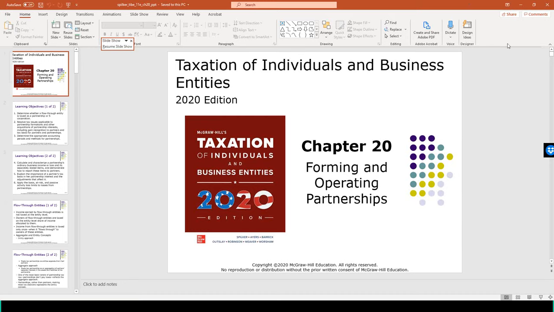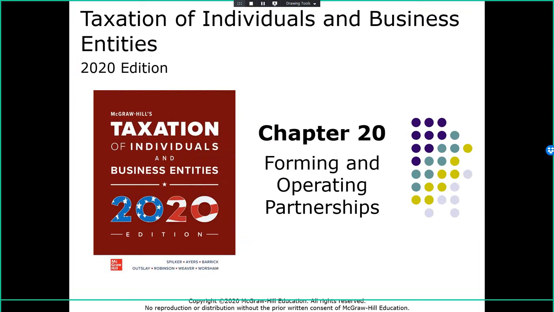All right, so we're going to talk about forming and opening partnerships. Okay, so corporations, for the most part, if you get into corporates, so let's step back a little bit. There are certain areas of the tax realm that you can sort of specialize in. One area that's a very common area of specialization, of course, is corporate taxation.